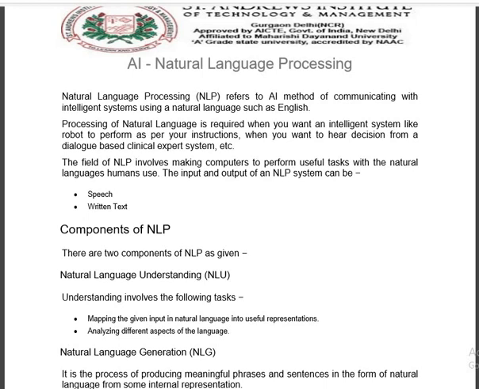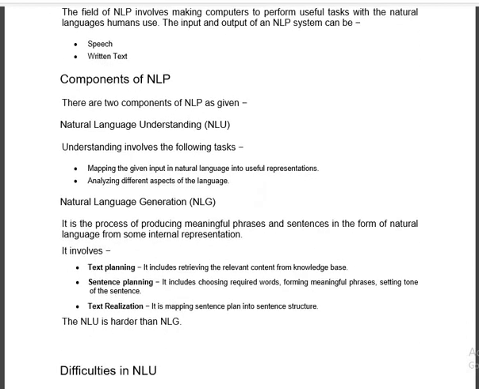Now let's go to the next topic, which we also discussed in the last lecture: components of NLP. The components of an NLP system include two parts, NLU and NLG. NLU is natural language understanding. This is the field where the given input is mapped to a representation, and the different kinds of languages that the intelligent system is going to understand from a human are analyzed.